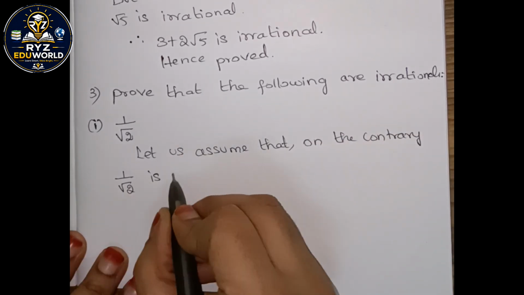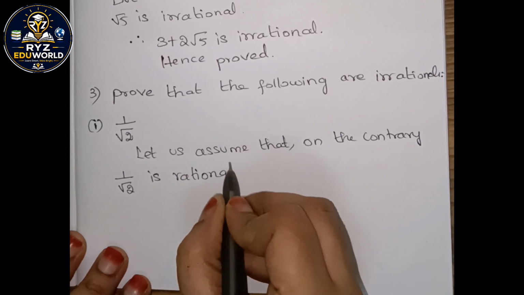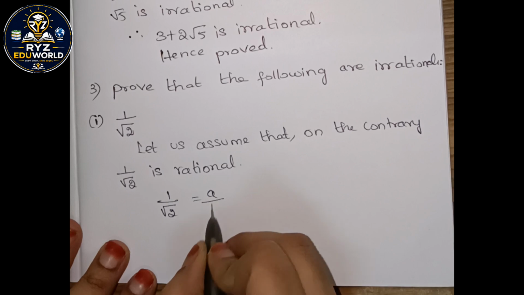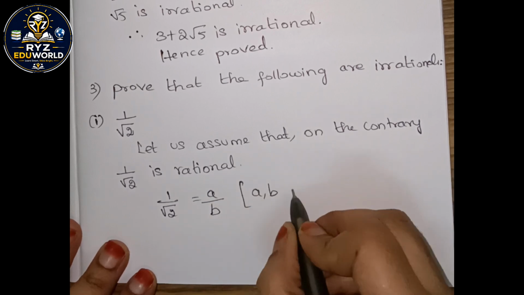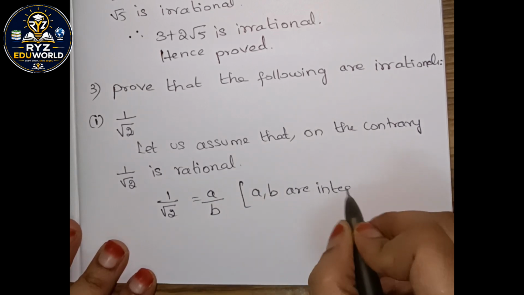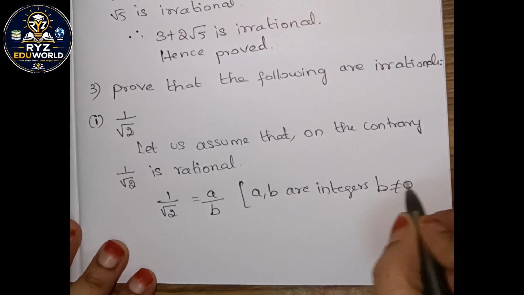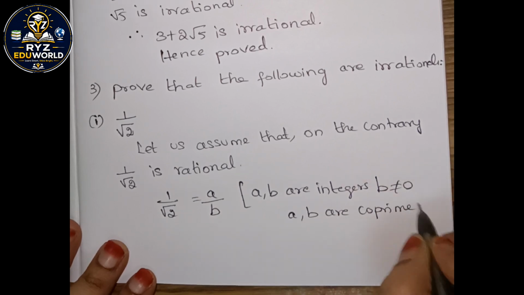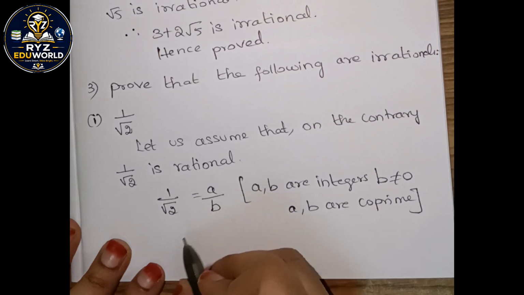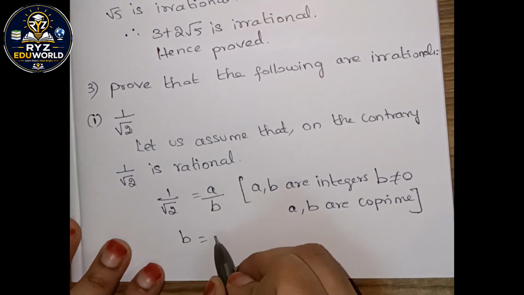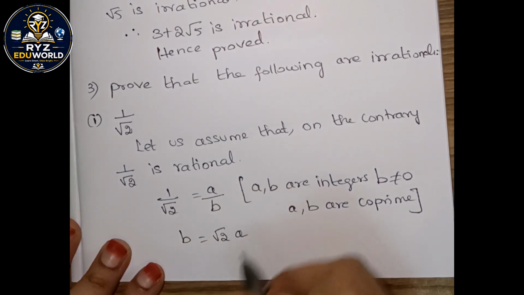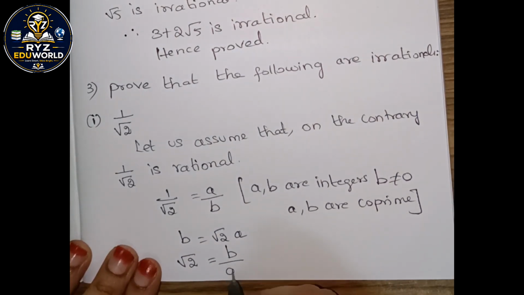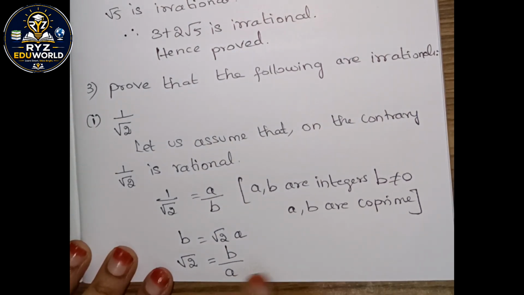1/√2 is rational. So how do we write rational? 1/√2 is equal to a by b, where a, b are integers, b not equal to 0 and a, b are co-prime. Okay, so now if we cross multiply, b is equal to √2 into a, so √2 is equal to b by a.